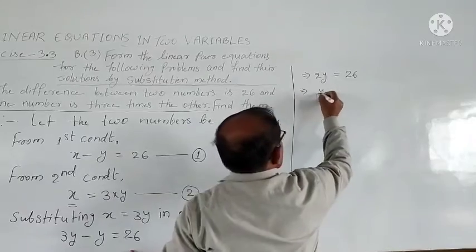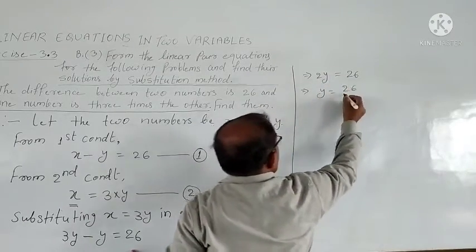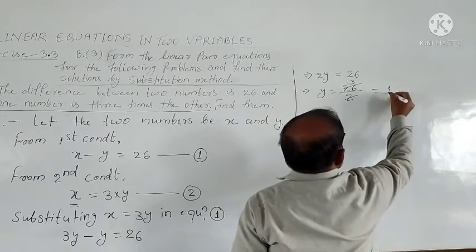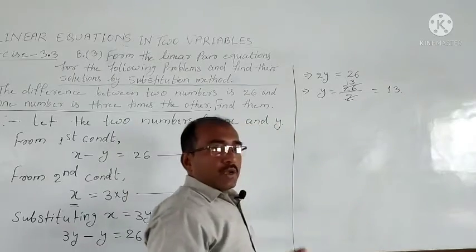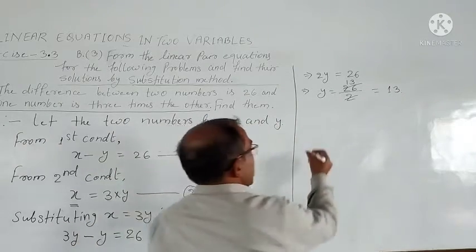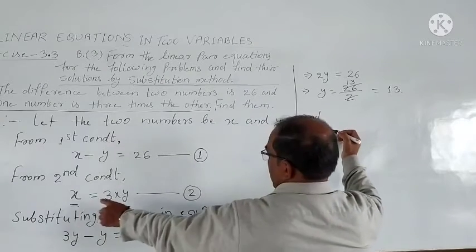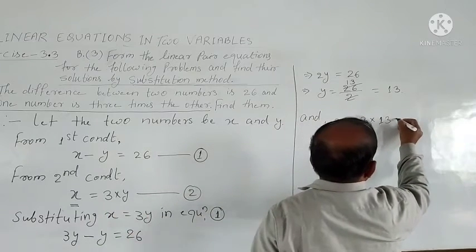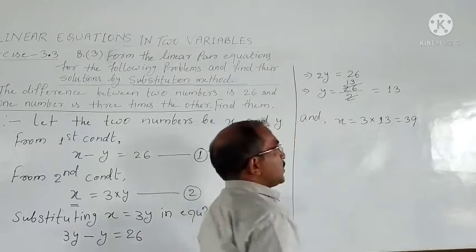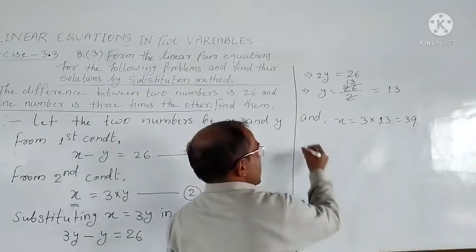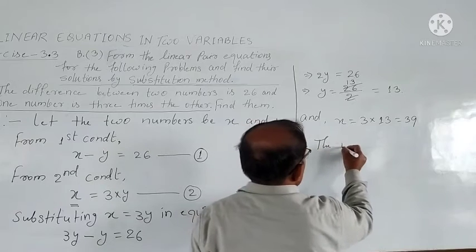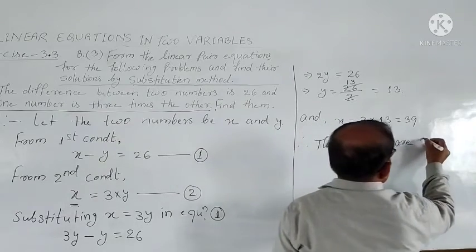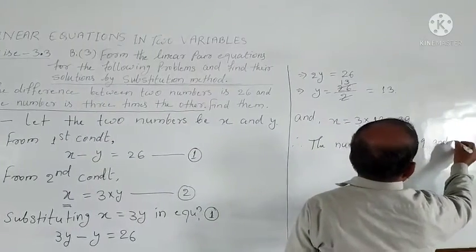So 2y is equal to 26. So y will be equal to what? 26 divided by 2, 2 will come in RHS, go in division, 2 1s are 2, 2 3s are 6. So y is equal to 13. So the two numbers were unknown to us, one we got y, and x is equal to what? X is equal to 3y. So this value of y we use here, 3 into 13, we get 39. That means numbers are 39 and 13. Therefore the two numbers we can write, or the numbers are 39 and 13.